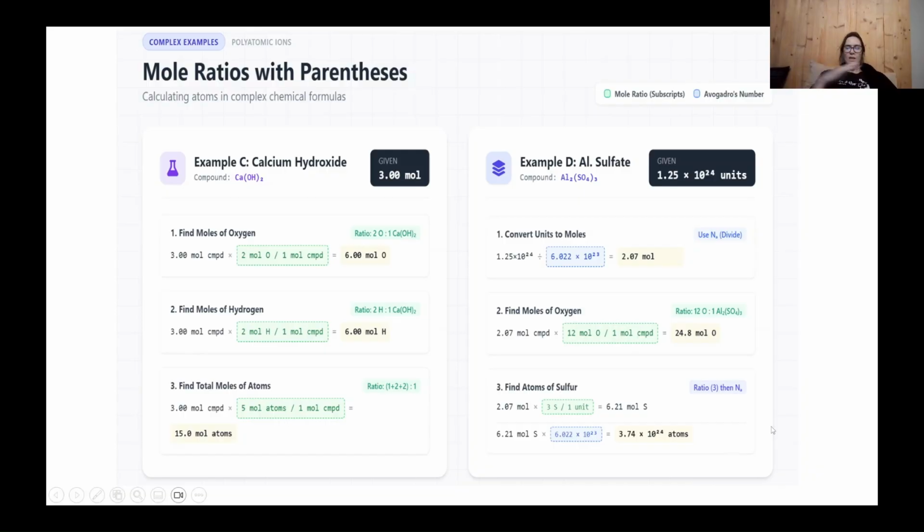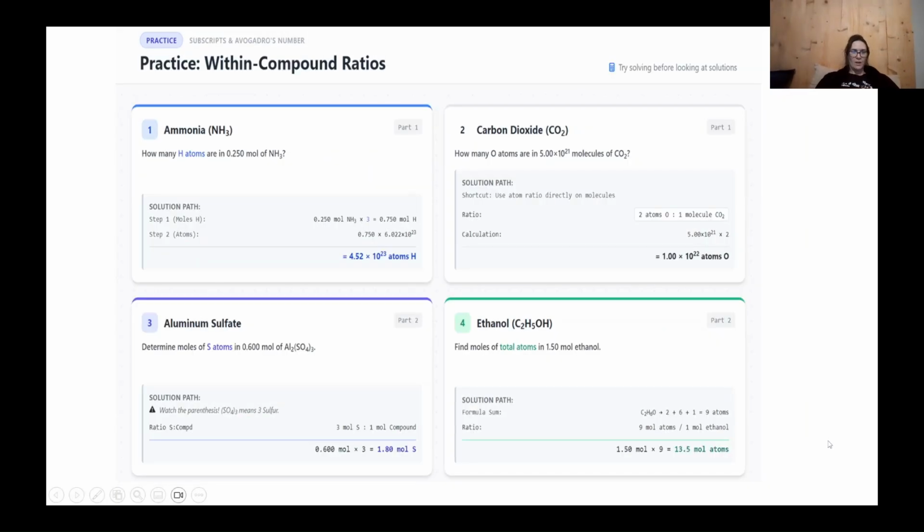So you can go any way you want to along that flow chart I showed you to get where you need to be. But usually you have to go through moles first. So here's some extra practice problems for you to look at. You can take some time and do those on your own.